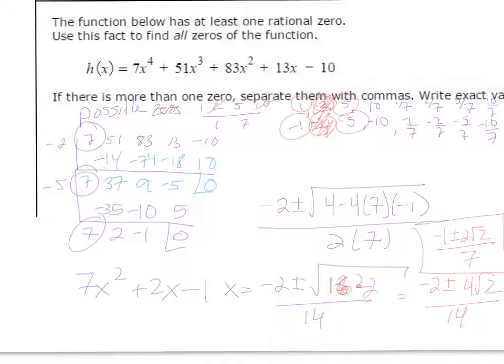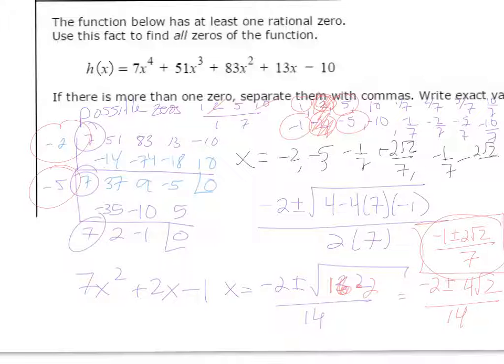So we have 4 answers to this problem. This is a 0, this is a 0, and then this is 2 more zeros. And our final answer is going to be negative 2, negative 5, negative 1 over 7 plus 2 root 2 over 7, and negative 1 over 7 minus 2 root 2 over 7. This counts as one answer. This is the second answer, third answer, fourth answer.